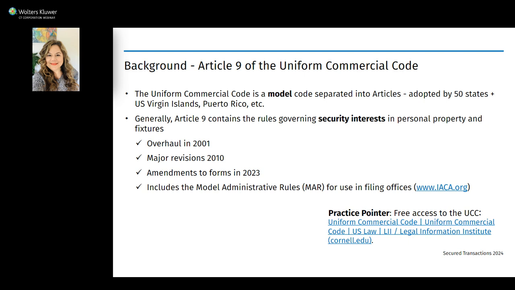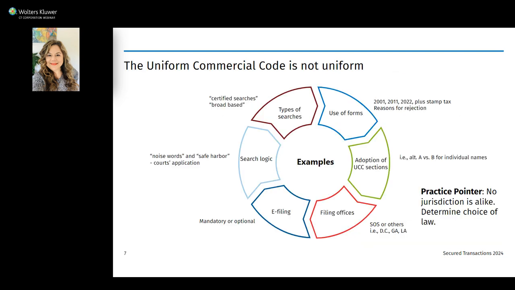One of the practice pointers I want you to take away today is if you don't have access to one of the research tools that is a subscription type service, you can always look at the Uniform Commercial Code on the Cornell website. It also includes links to each of the state's different commercial codes. And I say different, and I'll show you what I mean by different, because even though we say that the Uniform Commercial Code is uniform, as you'll see in a second, it really isn't.